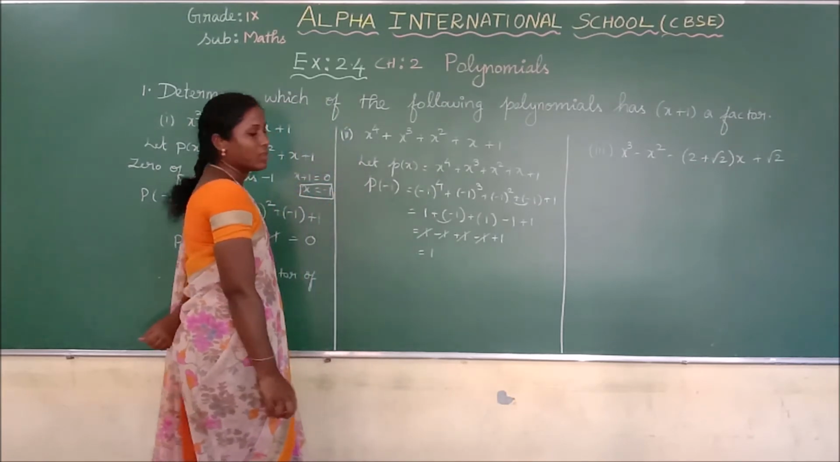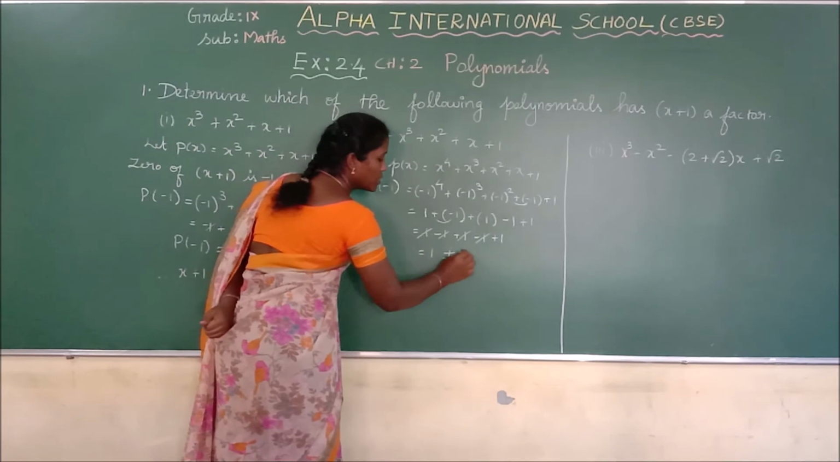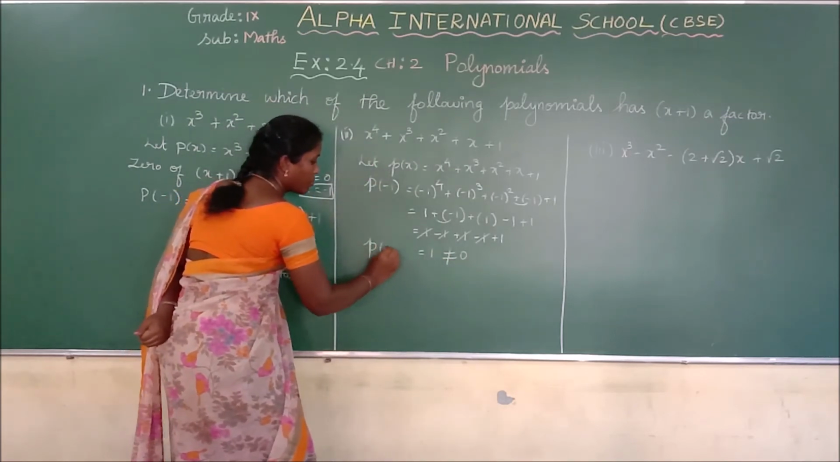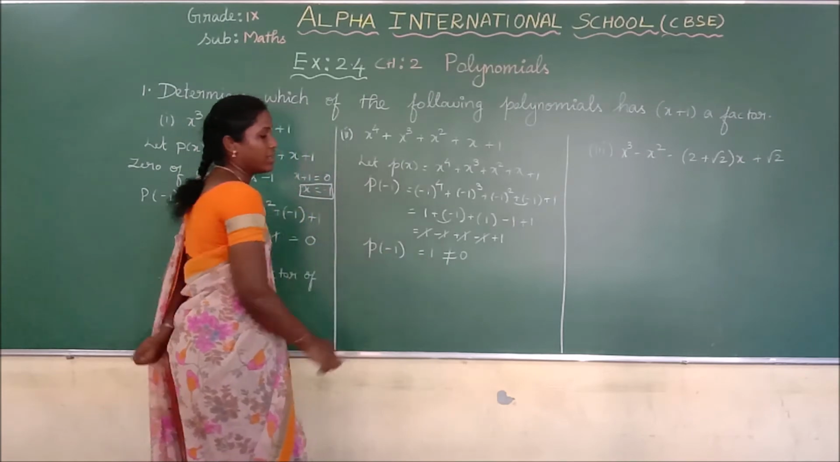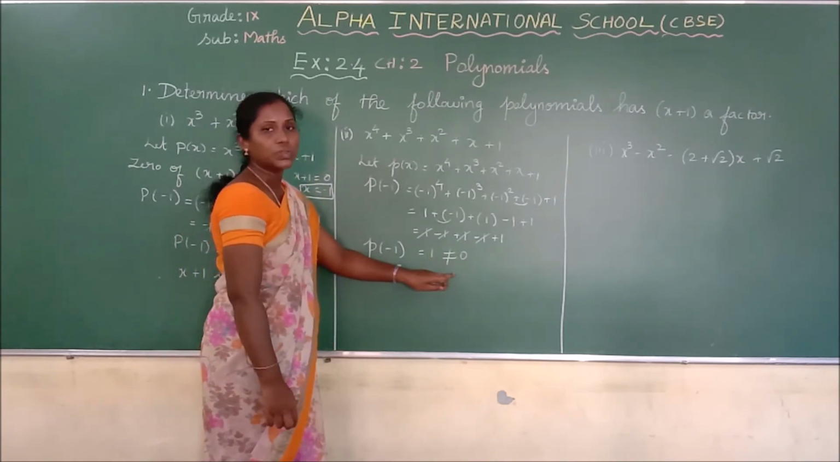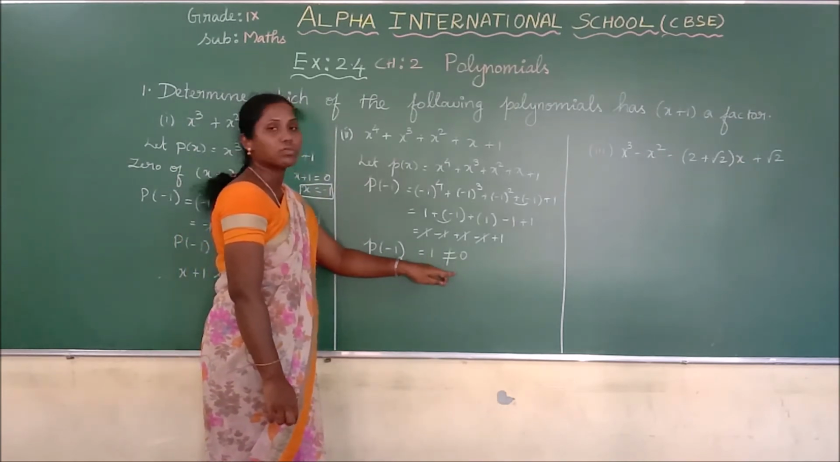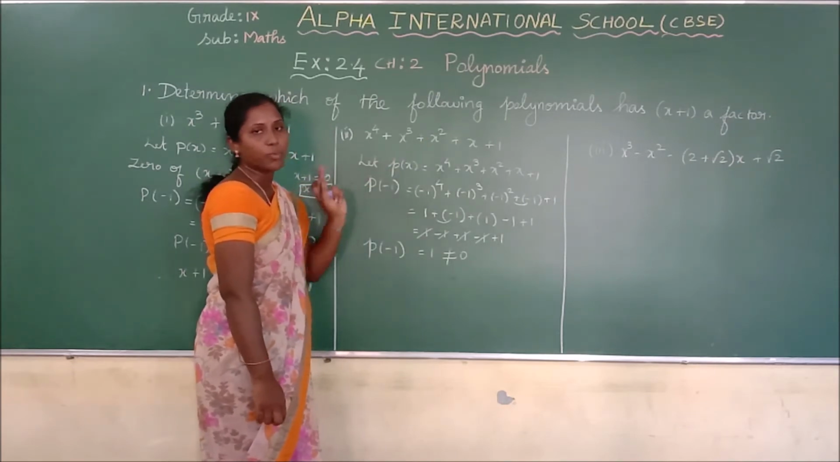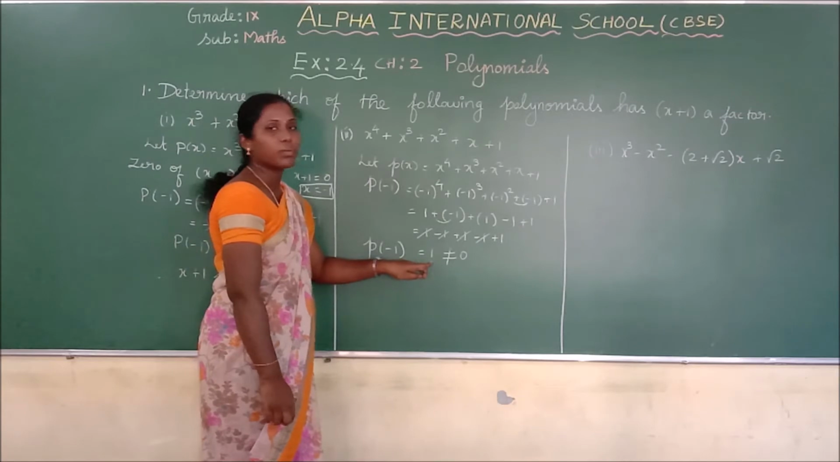It is 1, which is not equal to 0. So check here. We are getting p of minus 1 is equal to 1, the value is not equal to 0. According to the factor theorem, we have to get the remainder 0. Then only we can say that the given is a factor of the polynomial. But here we are getting the remainder 1.